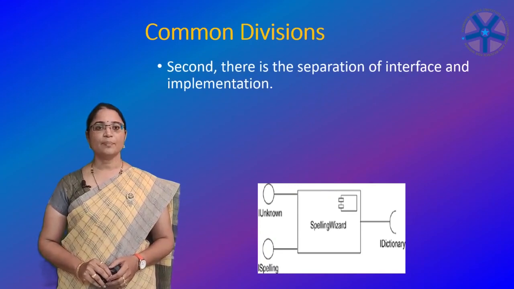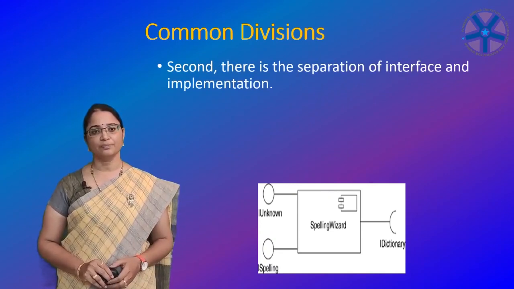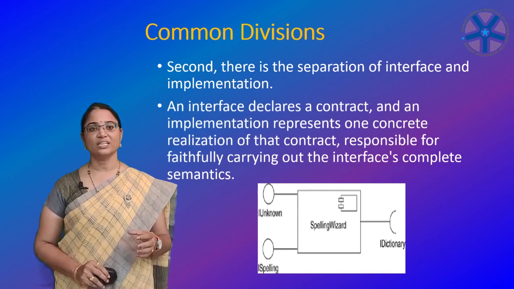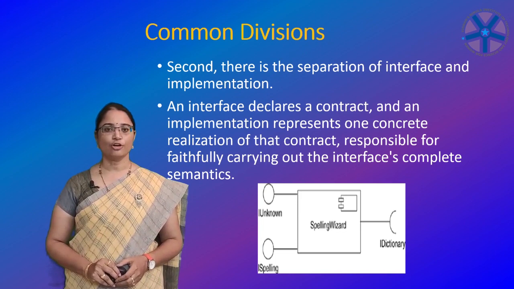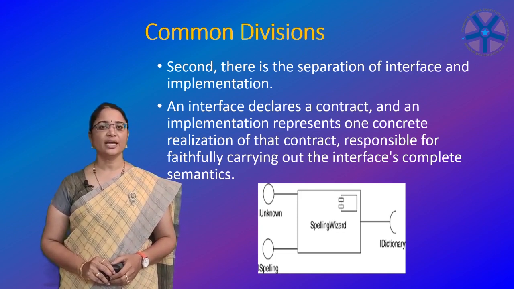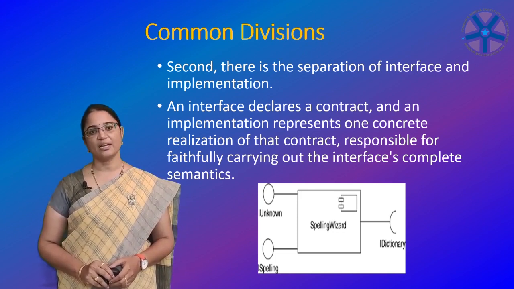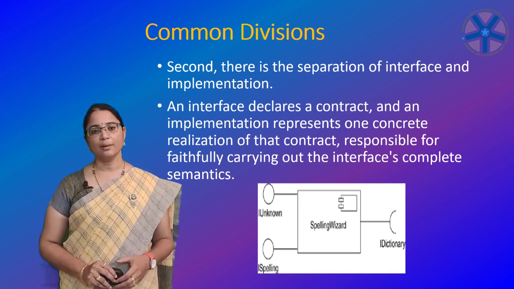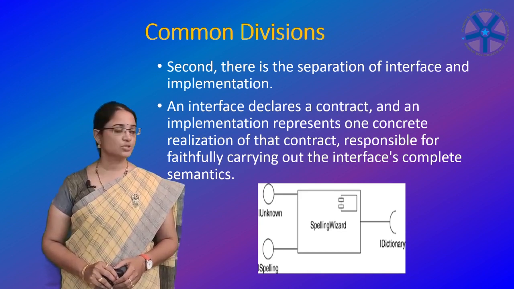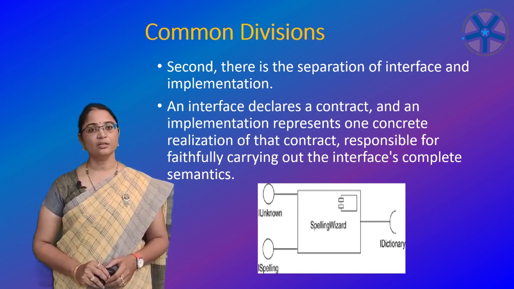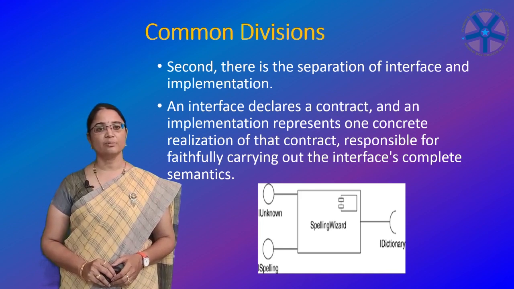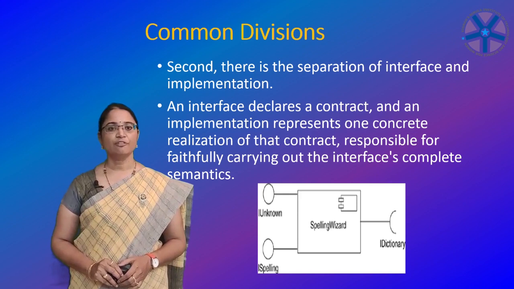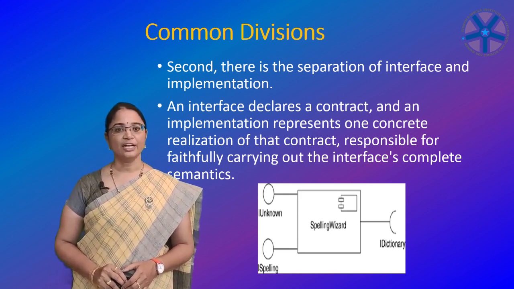Second one is there is a separation of interface and implementation. An interface declares a contract and the implementation represents one concrete realization of that contract, responsible for faithfully carrying out the interface's complete semantics. In the UML, you can model both interfaces and their implementations. Here, if you see the figure, it has three interfaces with the names I Unknown (I indicates the interface), I Spelling Wizard, I Spelling and I Dictionary.